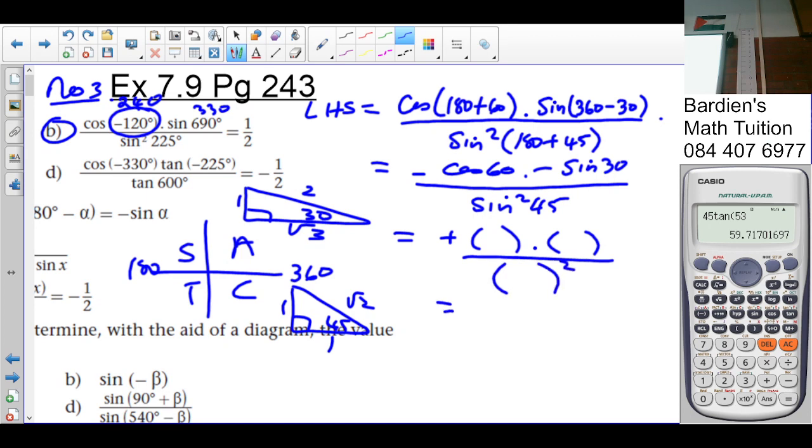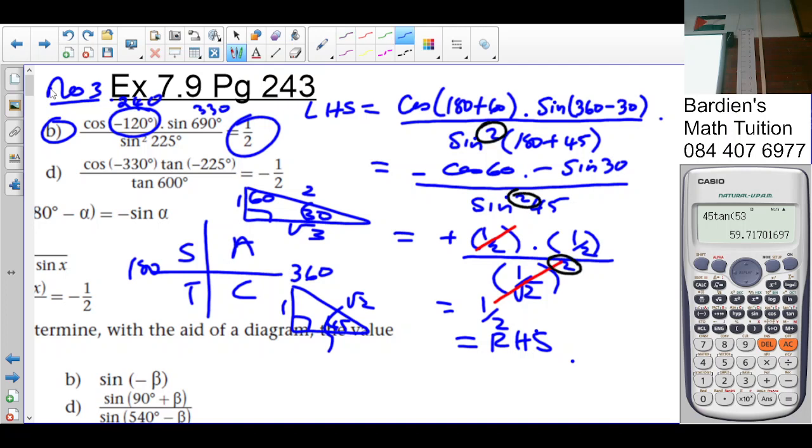So, cos of 60. Cos is adjacent over hypotenuse, times sine of 30, over sine of 45, which is 1 over root 2. Now 1 over root 2 squared is 1 over 2, not so? So that cancels one of those, so the answer is half, which is equal to the right hand side. Who asked this question? Where did you go wrong? Okay, forgot to bring the square down.